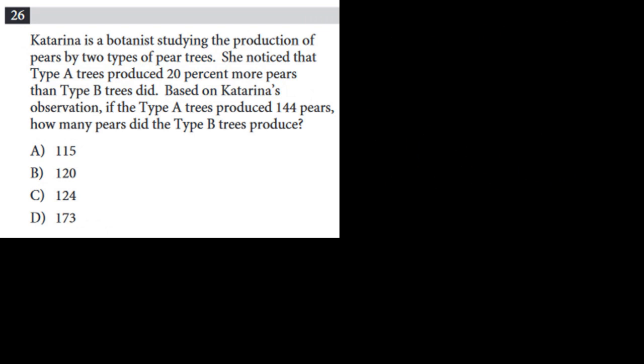All right, let's take a look at this problem right here. We read the question first: if type A tree produces 144 pears, how many pears did type B produce? So I can simply write down A equals 144. And then I have to look at the variables. I noticed that type A produced 20% more pears than type B.